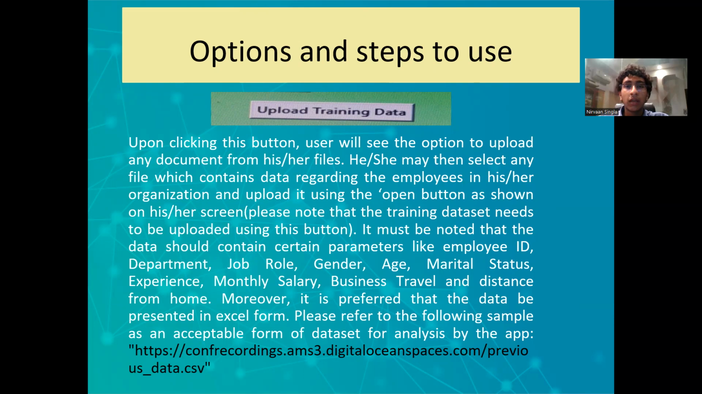Please note that the training employee data set that you upload should contain a certain number of parameters like employee ID, department, job role, gender, age, marital status, experience, monthly salary, business travel, and distance from home. Moreover, it is preferred that the data be presented in Excel form. In case this information is slightly confusing for you, you may refer to the following sample as an acceptable form of dataset for analysis by the app. Please keep in mind that this button is only to upload the training dataset and is not a part of your investigation.